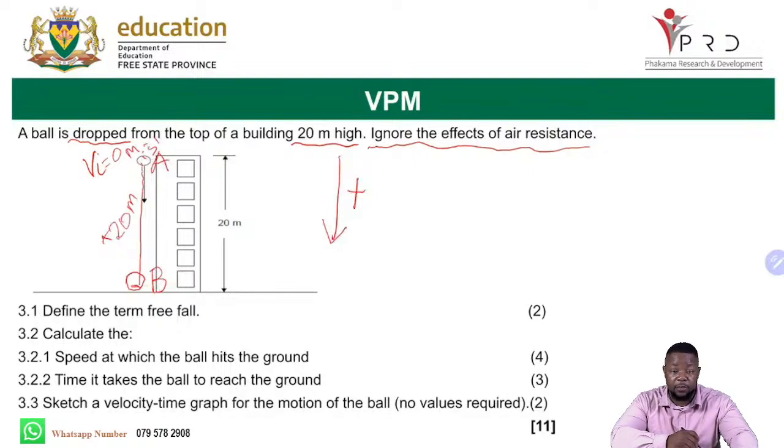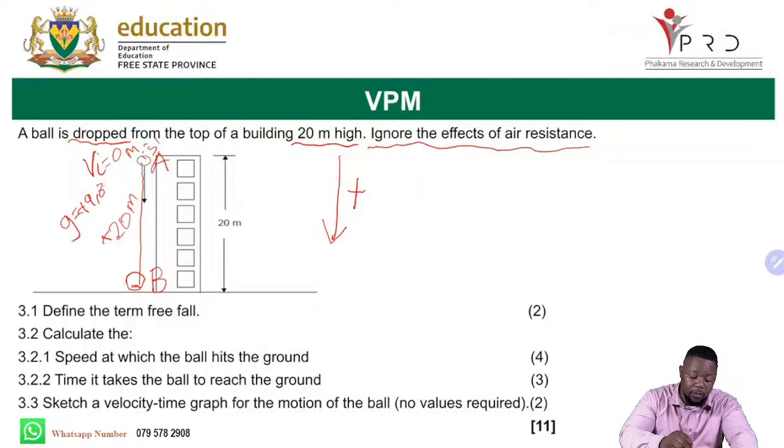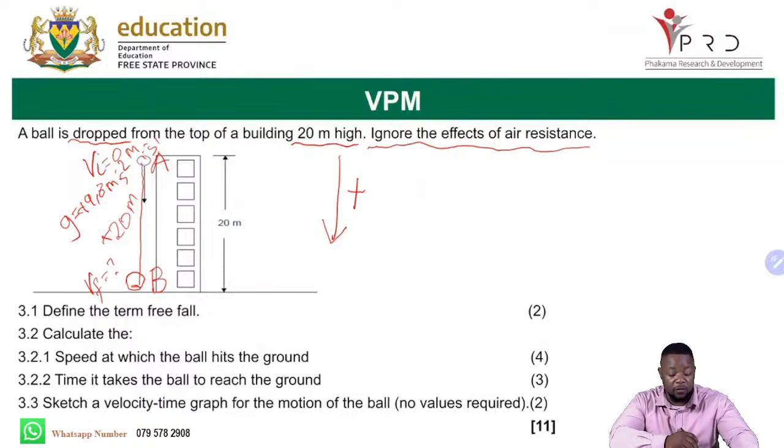And the last piece of information that we have is the value of g, that is the gravitational acceleration, which is going to be positive 9.8 meters per second squared, because we chose downwards as positive. So the velocity or speed which we do not know is the velocity at b, or the speed at b.